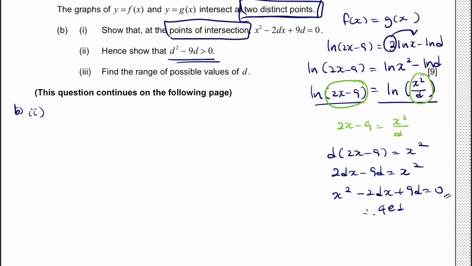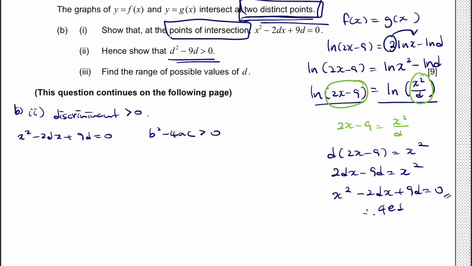Hence, we need to show that d squared minus 9d is greater than 0. So that means we need to talk about the discriminant, right? And since we have two distinct points, the discriminant needs to be greater than 0. So we are using the quadratic equation from question A. So it's x squared minus 2dx plus 9d equals 0. And the discriminant is b squared minus 4ac and needs to be greater than 0. And from this quadratic equation, we know that the a value is equal to 1, the b value is equal to minus 2d, and the c value is equal to 9d.